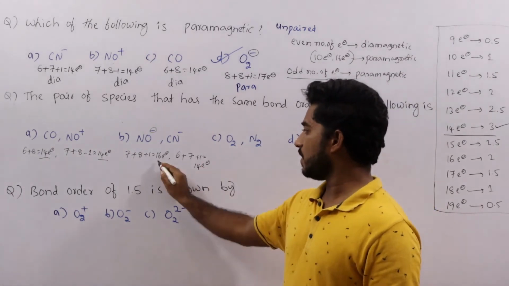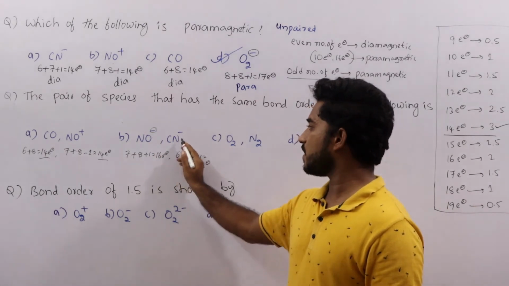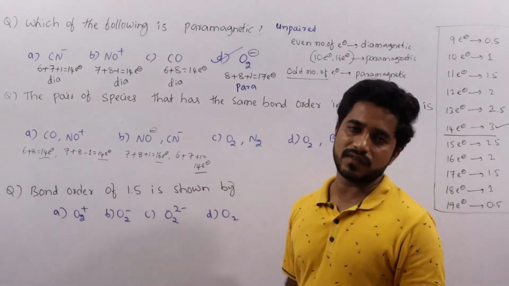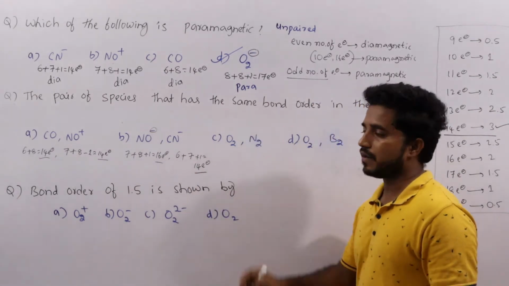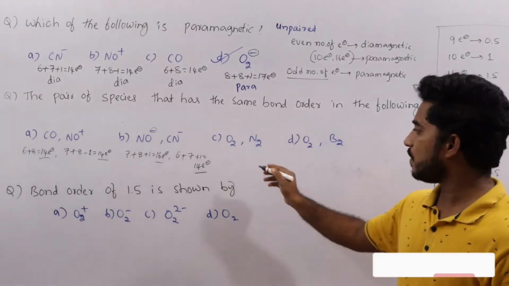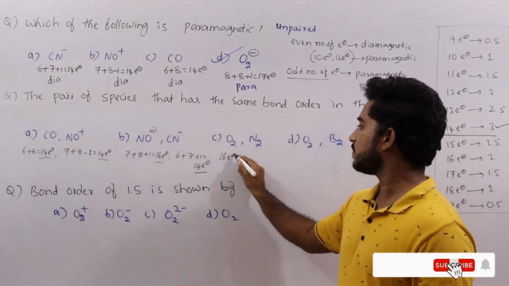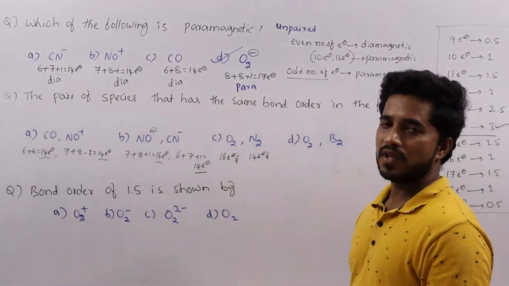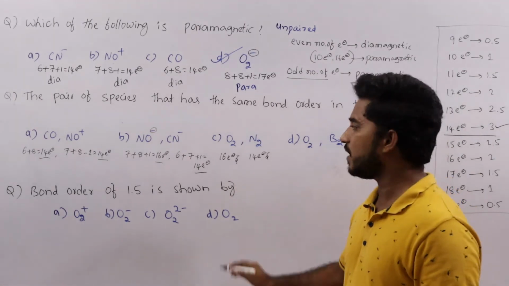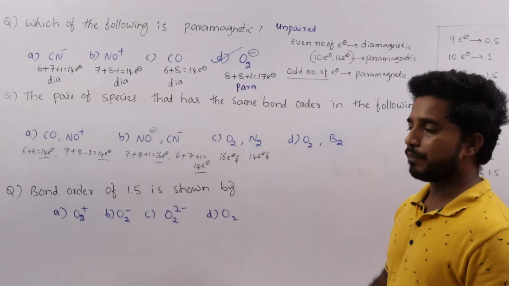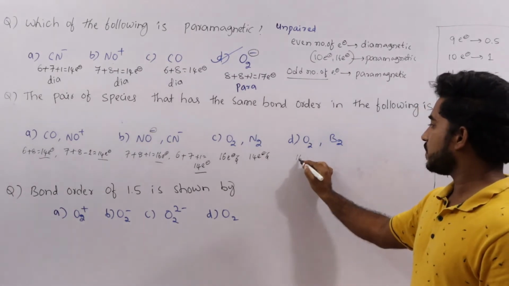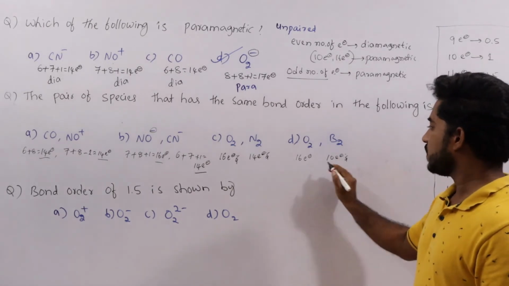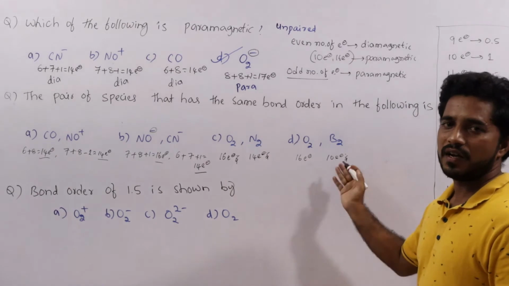So these two species, NO minus with 16 electrons and CN minus with 14 electrons, contain different numbers of electrons, that's why they should not have the same bond order. Next, let us see O2. O2 has 16 electrons, 8 plus 8, and nitrogen has 7 plus 7, 14 electrons. Here also the electrons are different, so the bond order is not the same. Here O2 has 16 electrons, boron B2 has 10 electrons, so the bond order is different.